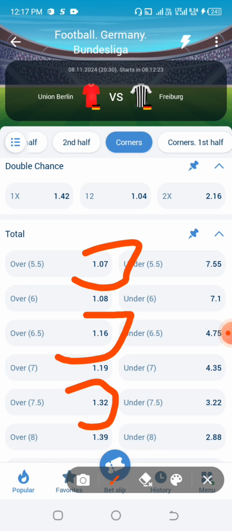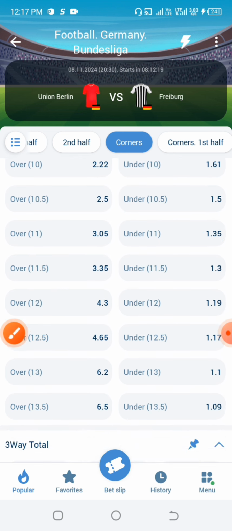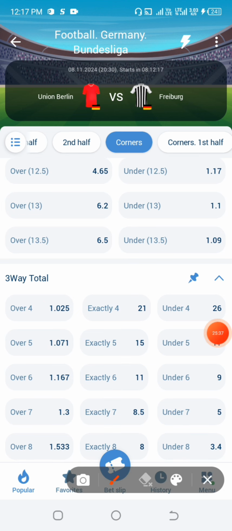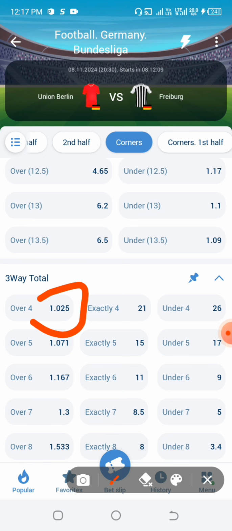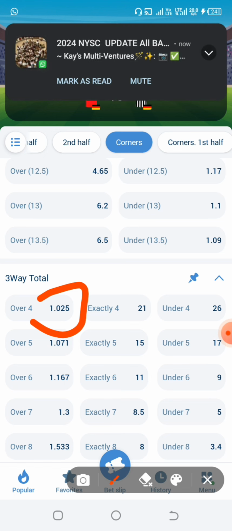The reason why I like this particular platform is that if you want to go for over 4, you should be able to get it like this, but the odds will be very ridiculous. So if you apply the method and you are looking for where to use this particular market, I think this particular platform is still okay.